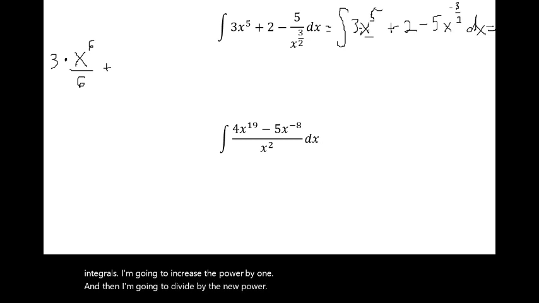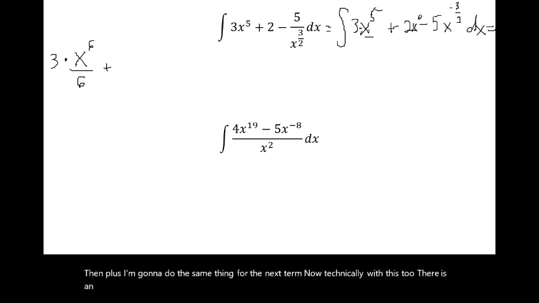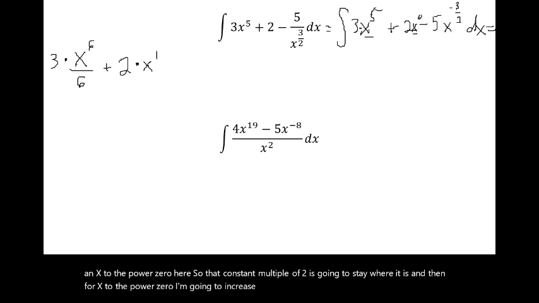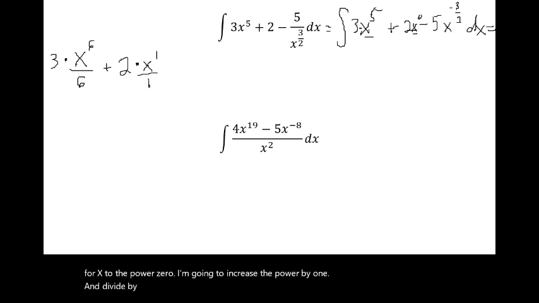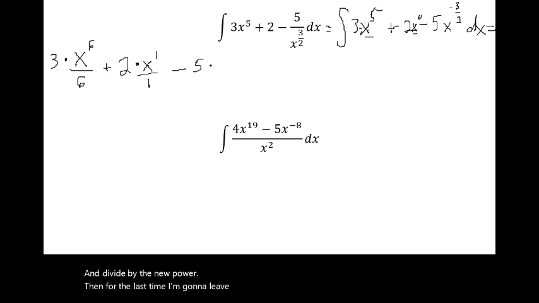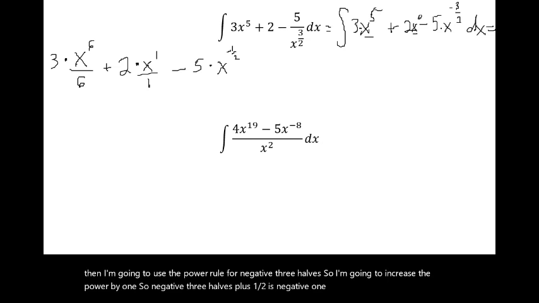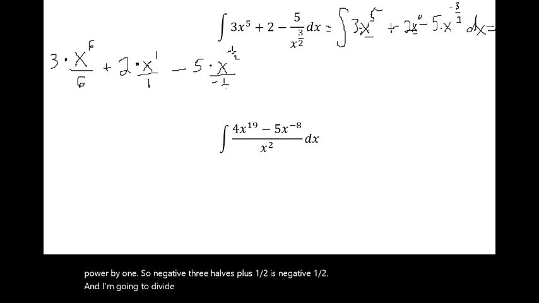Then plus, I'm going to do the same thing for the next term. Now technically with this 2, there is an x to the power 0 here. So that constant multiple of 2 is going to stay where it is. And then for x to the power 0, I'm going to increase the power by 1 and divide by the new power. Then for the last term, I'm going to leave the -5 alone because it's a constant multiple. And then I'm going to use the power rule for -3/2. So I'm going to increase the power by 1. So -3/2 plus 1/2 is -1/2. And I'm going to divide by that new power, -1/2.